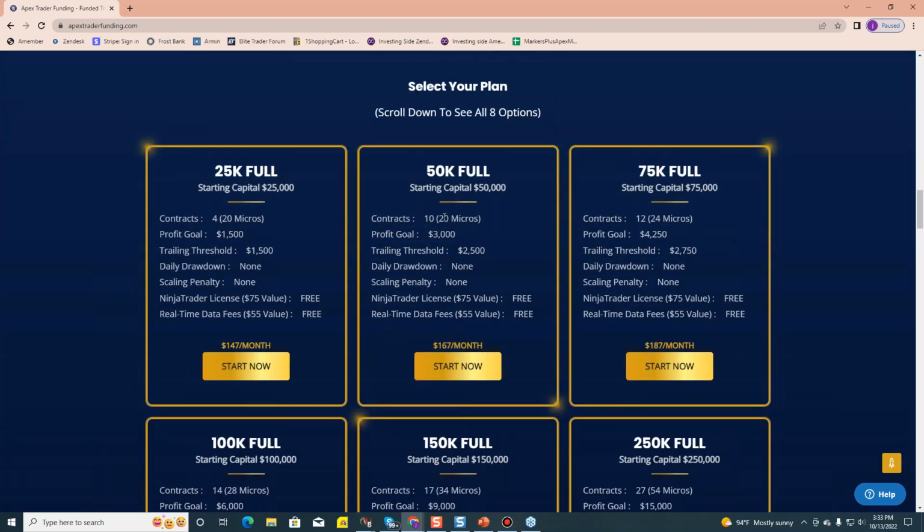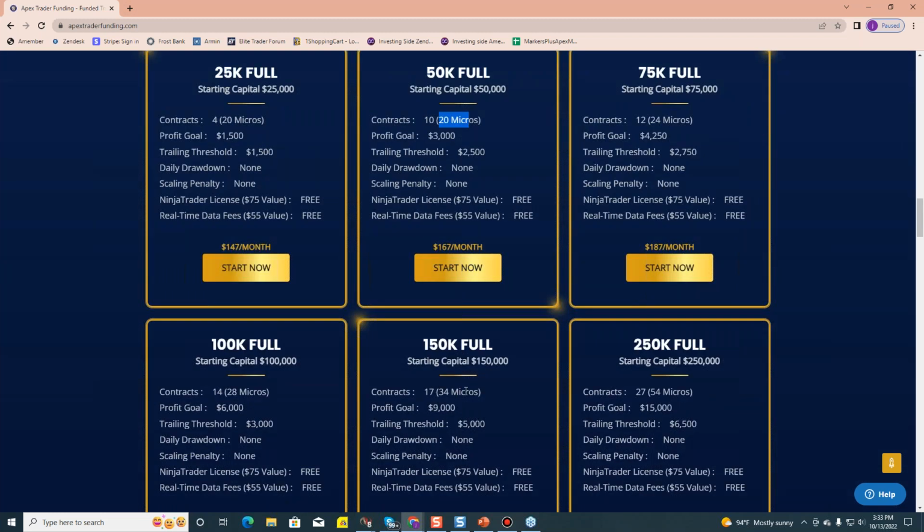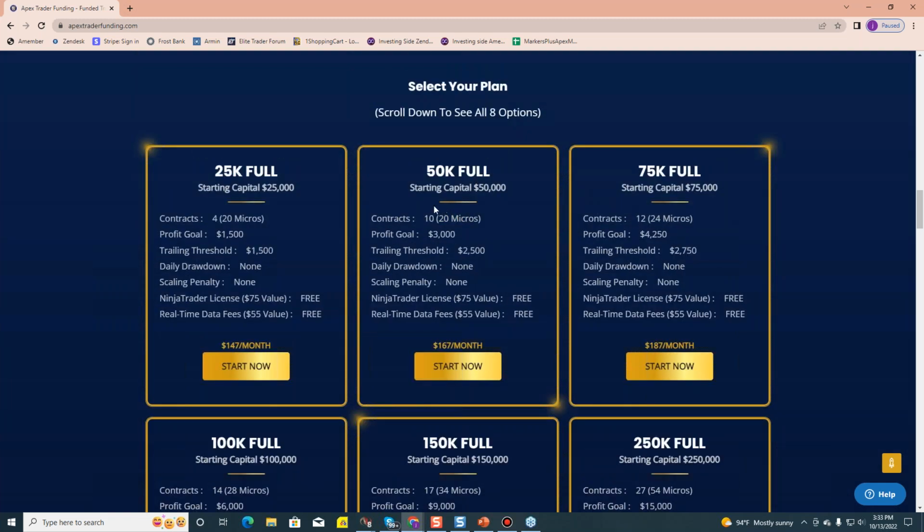Even on the 50K account, you still do up to 20 micros or 34 micros. So we put them in there to do them, but you get to a point where it doesn't really make a lot of sense from a liquidity standpoint or a commission standpoint to not just switch over and do the minis, okay? So does everybody understand that?